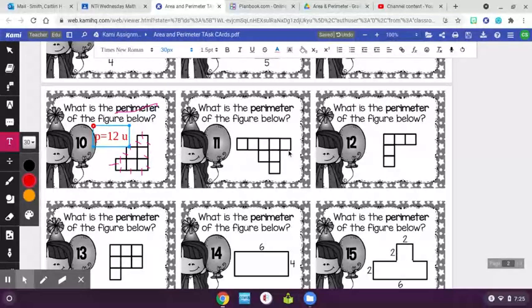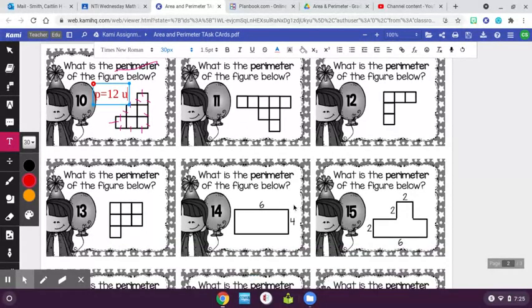Okay, so same thing with these. You just go around and you count the outside of the edges. So this one will be 1, 2, 3, 4, 5, plus 1, plus 1, plus 2, plus 1, plus 1, plus 1, plus 1, plus 1, plus 1, plus 1. So you're just going to count around the outside.